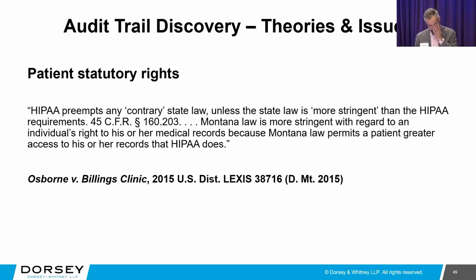Second issue, so I'll touch on this briefly. Coming back to patient statutory rights, this is a case in Montana, actually. Coming back to what I said about the Minnesota Health Records Act, this is a case arising under Montana's cognate statute, where the court actually did conclude that the broad language of that statute gave the patient the right to get the audit trail as part of their medical record. And the court went through a whole federal preemption analysis and basically said the Montana law is, quote unquote, more stringent in the sense that it gives patients greater access rights. And so the patient gets it.